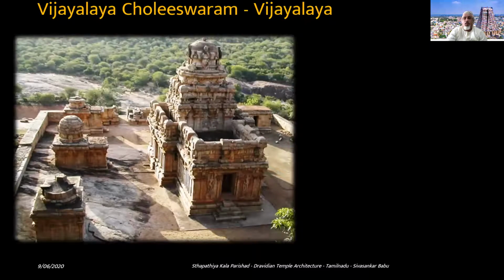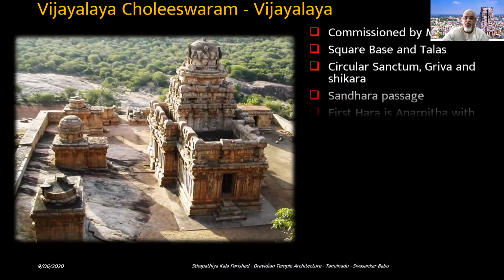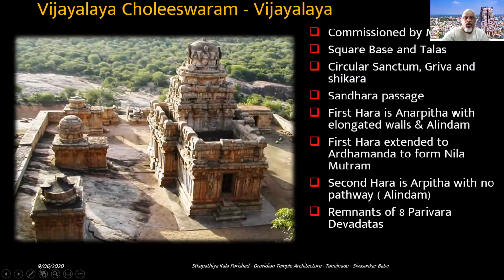So we can see some of the hallmark temples of Vijayanagara in the early period. If you see, this was commissioned by the Muttariyars, the feudatories, and this has got a square tala. But interestingly, circular Garbhagraham, circular Griva, Shikara, everything. And then we have a circumambulatory Sandhara passage inside that.